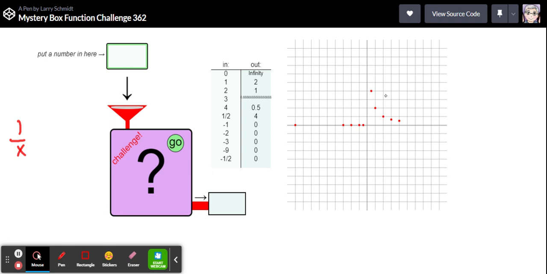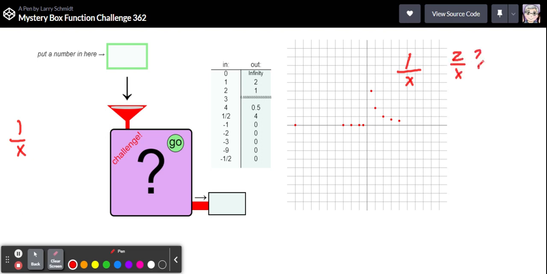So it looks like we've got two very different things happening on each side of this graph. This side is looking very close to 1 over x. It's not 1 over x because when you put in a 1, you get out a 2. So maybe it's 2 over x. When you put in a 2, you get a 1. That would fit with that one. When you put in a 3, you get 2/3. So that would fit with that one. So maybe it's 2 over x. And over here, it's just 0.